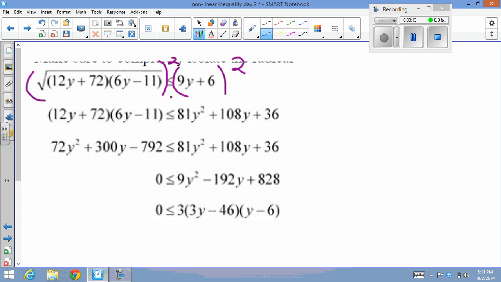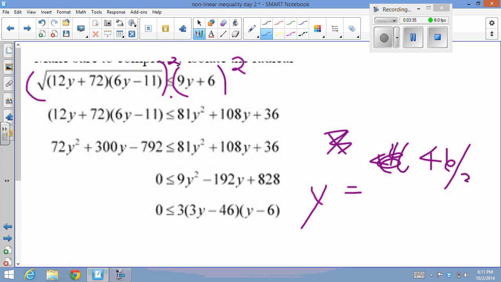But then I still have to solve it, so of course I'm going to have to factor. So if I factor, I end up with what you see. So if that's the case, then I'm going to end up with 2 different zeros. The first zero, y is going to equal 46 over 3. Having problems writing tonight. 46 over 3, and the other one will be y equals 6.